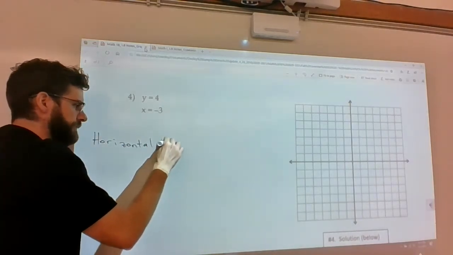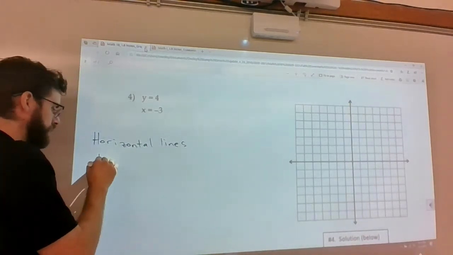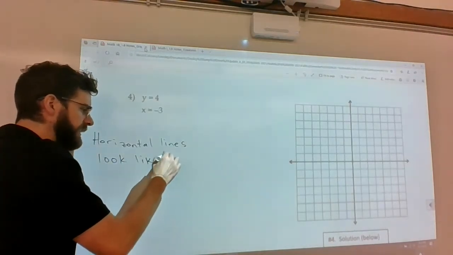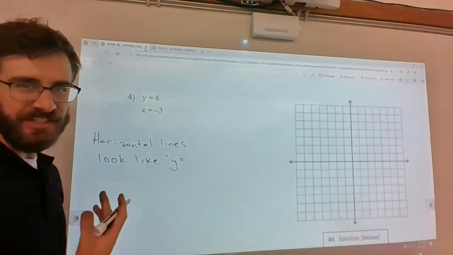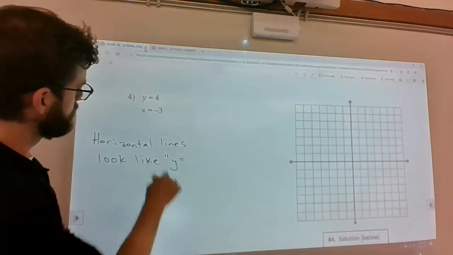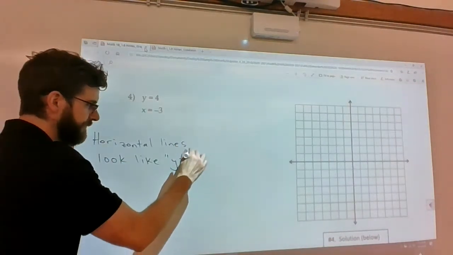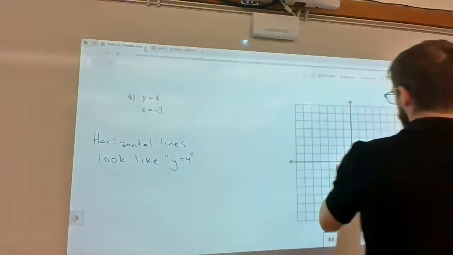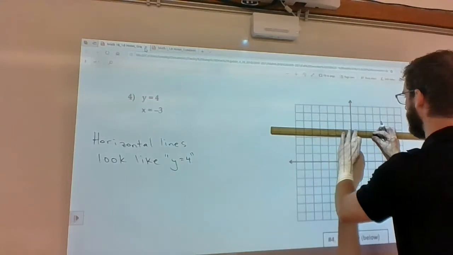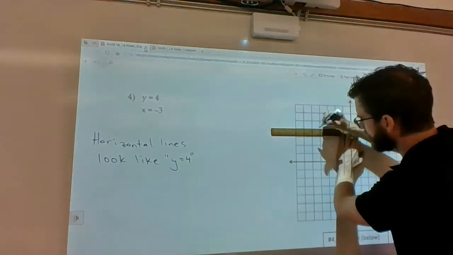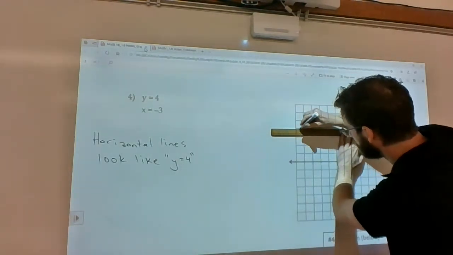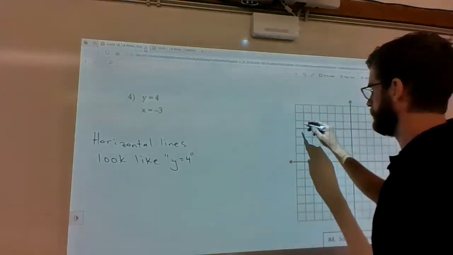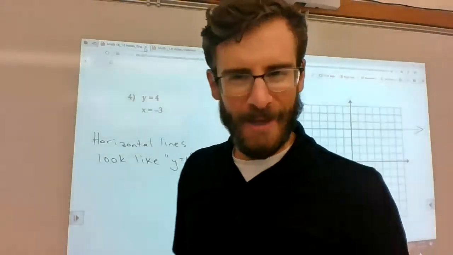Horizontal lines, if you recall, look like y equals and then some kind of number. In this case, 4. So that means you would move up 1, 2, 3, 4 units on the y-axis and create a vertical line. I just said vertical line. I meant horizontal.